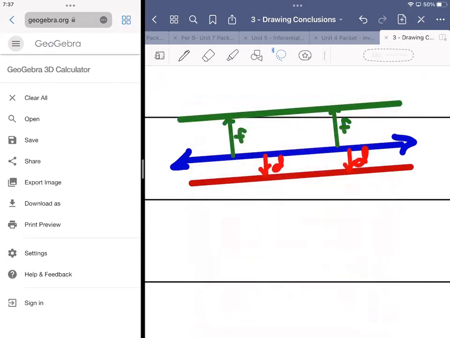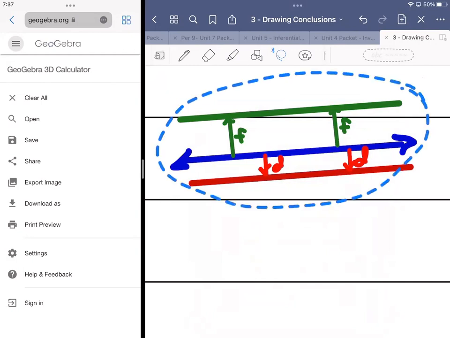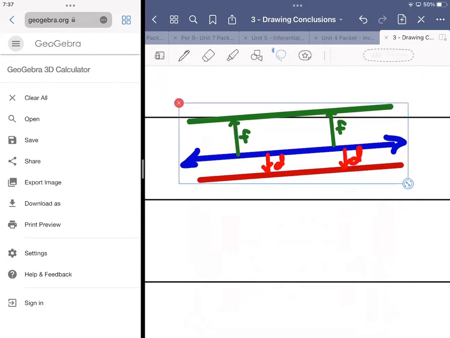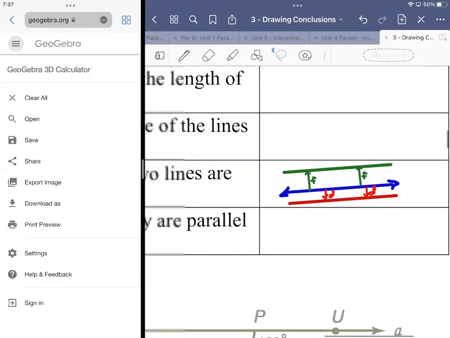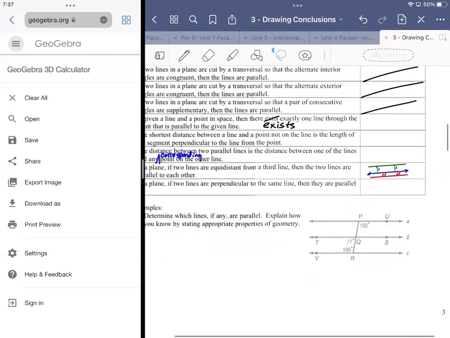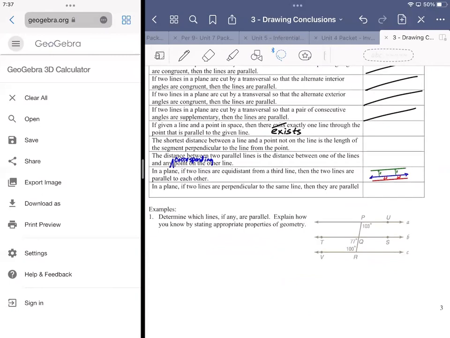All right, so green is parallel to blue, red is parallel to blue, therefore green is parallel to red. In fact, all three are parallel to each other. Right, that's all that rule is really getting at. But it also allows you, if you're given two lines that you know are parallel, to make a third line in between that is parallel to both. Right, and then the last one we've actually already addressed, kind of.